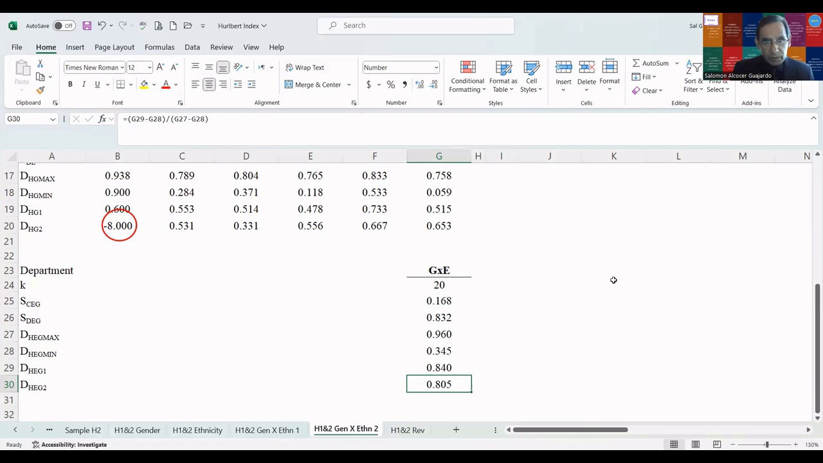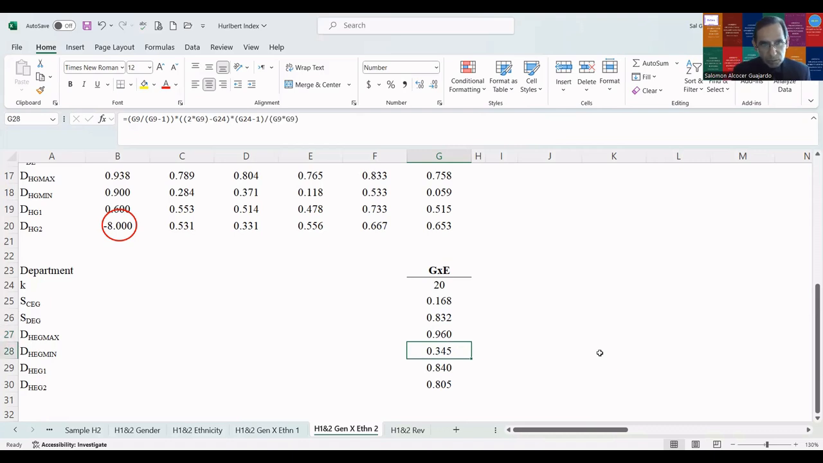Again, to obtain the Hurlbert relative diversity score, first I have to get the maximum value. The maximum value is going to be the total number of individuals in an organization divided by the total number of individuals in an organization minus 1, times K minus 1 divided by K, or the Simpson maximum score. This gives me a value of 0.960.